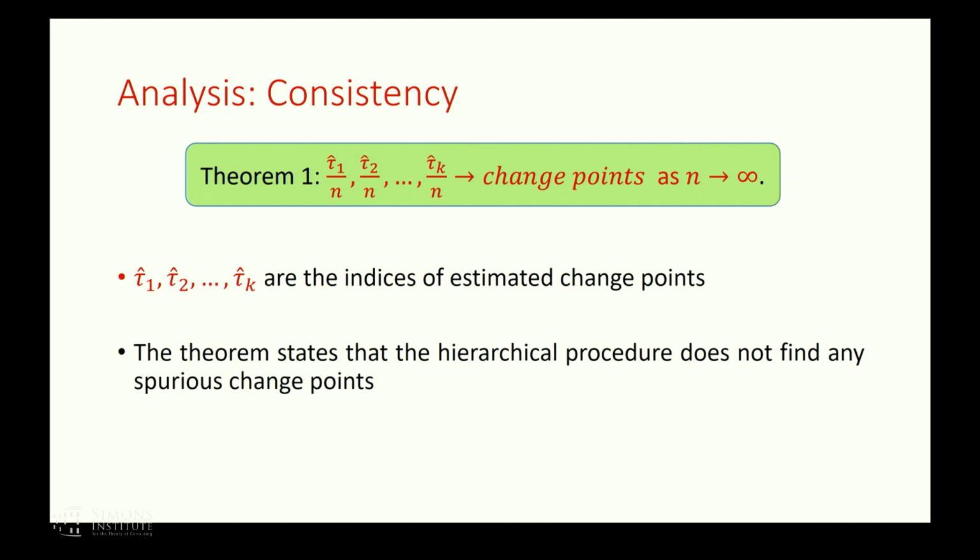What we show is that the normalized change point, if there are n messages and tau1 hat is the location of the first change point, then in a relative sense, tau1 hat divided by n is the location of the first change point. We show a consistency result: in the limit as n goes to infinity, all the change points are detected exactly. So there are no spurious change points when you execute this algorithm. Okay, that's the first result.